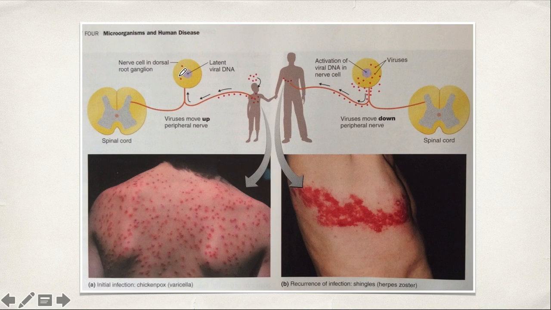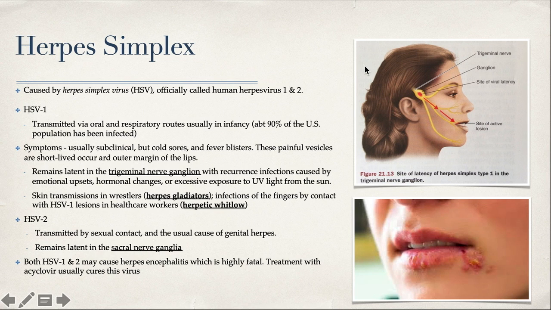And once it's reactivated, the virus will then move down the peripheral nerve to the peripheral part of the body and gets to the skin. And so you have it presenting in the skin like that. And so shingles are usually limited to one side of the body because the nerves are unilateral. But it may also result in neural damage and even paralysis in some cases.